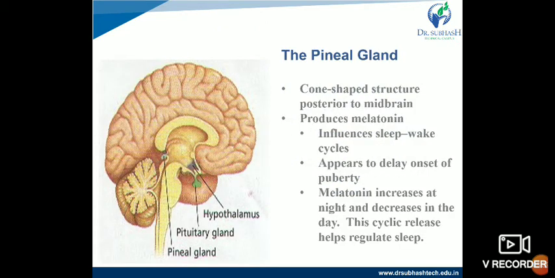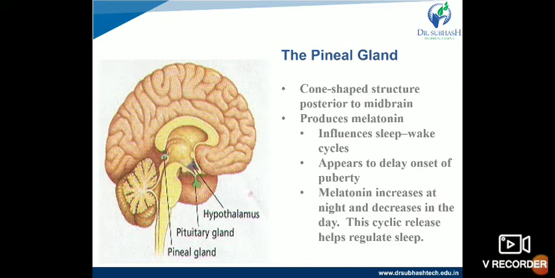Third and the last is the pineal gland. It is a cone shaped structure present just posterior to the midbrain. It produces melatonin, and this melatonin is an important part of our regular sleep wake cycle, or in other terms we can call it a biological clock present inside the body. Here in the diagram we can see where exactly it is present. See the pineal gland, just present below the corpus callosum.